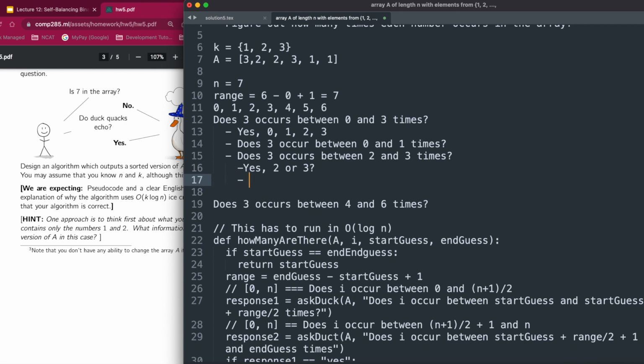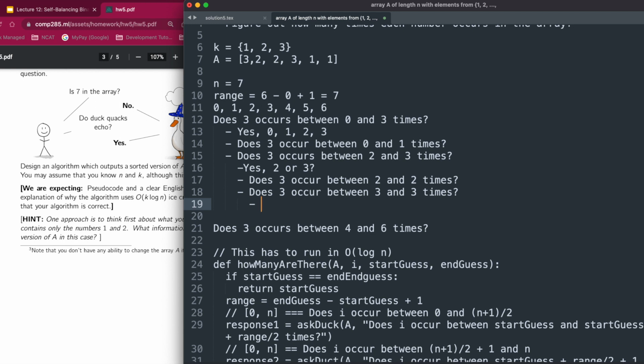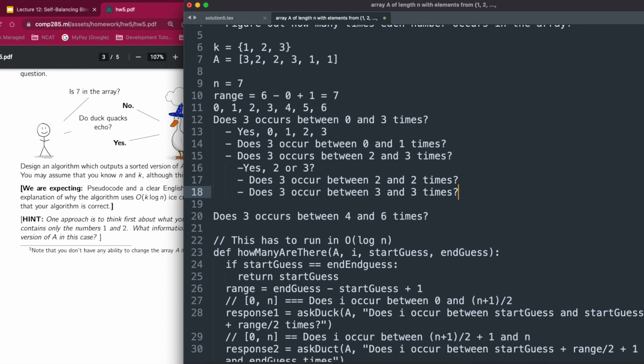So then here we would call ourselves recursively again. We would say, does 3 occur between 2 and 2 times? Or does 3 occur between 3 and 3 times? And obviously the answer to this one is yes, while the answer to this one is no. And then we know, because our guess is between 3 and 3, we know that our answer is that it actually occurs exactly 2 times.